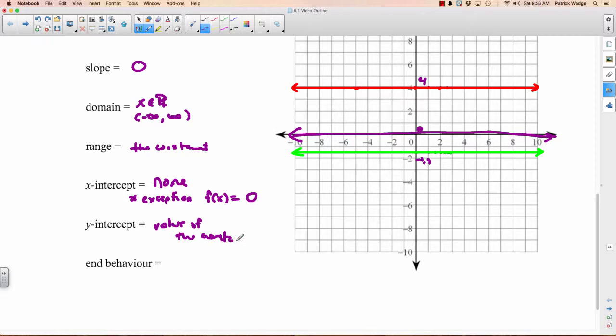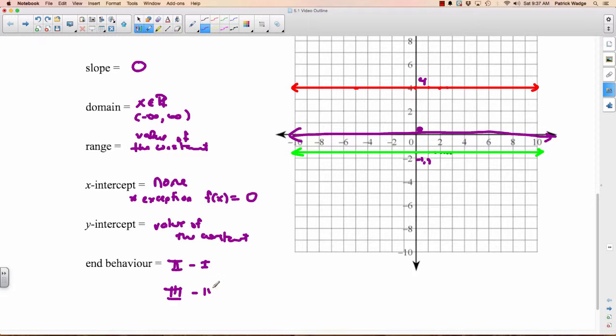And maybe for the range, I should have also said value of the constant. The end behavior. Okay, remember those are the quadrants you end up in. The red line goes from quadrant 2 to 1. The green one goes from quadrant 3 to 4.